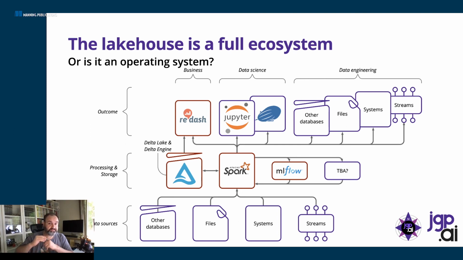Then I can export this data. I can give it once more to the data engineering team so they can feed other databases, other files, other systems, other streams. And I can of course let this data be exploited by data science and data scientists, and that's typically the use case where you use Jupyter or Zeppelin with notebooks. Or you can give it directly to business users with a product called Redash, which is also an open source project.